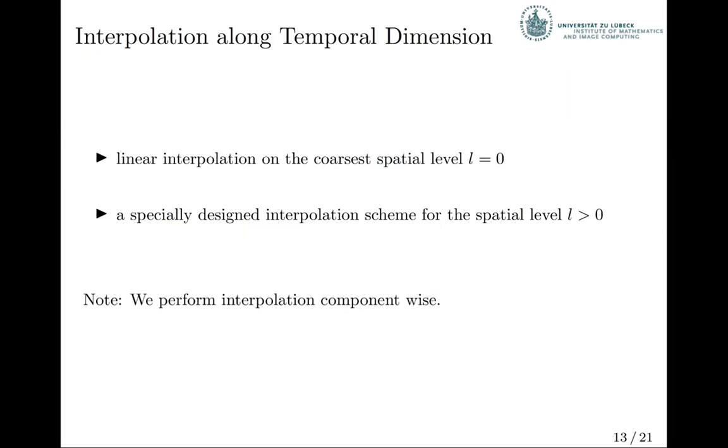Here the interpolation is different for the coarsest level and the finer spatial levels. We perform the linear interpolation only on the coarsest spatial level. We will explain why we are doing that and why we need a special scheme when we go from the coarsest to the fine spatial level. One important thing to note is that right now we are doing interpolation component-wise. In the OCT case, we are mainly focusing on the affine deformation, so for the 3D data set, we have 12 components. We interpolate each component independently over time.